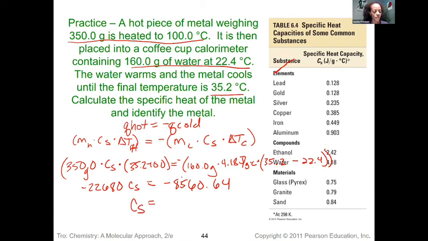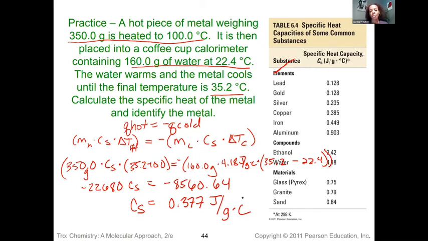Last step to get specific heat by itself, we're going to divide both sides by that 22680. So that 8560 divided by negative 22680, and we end up with 0.377. Sorry, I wasn't tracking the units, but unit-wise, we do know that a specific heat should come out as joules per gram per Celsius.